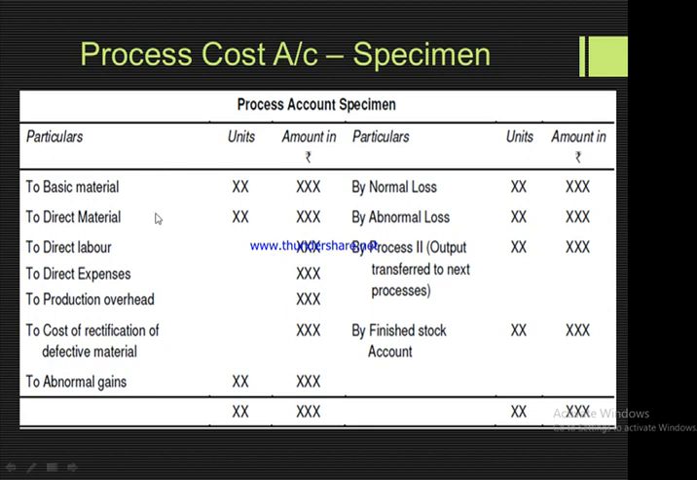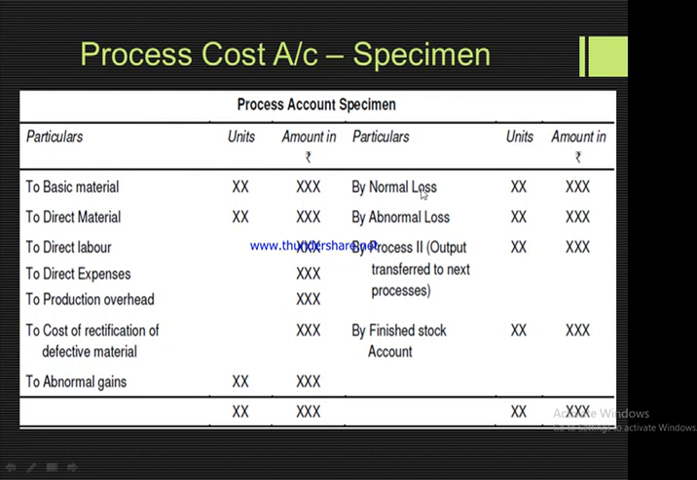So here, at each process, like if there are three processes, when a particular product is moving from one process to the next process, at each process this kind of data is going to be maintained. If it is process 1, then process 1 account. If it is process 2, then process 2 account. In this manner the recording is going to be maintained.